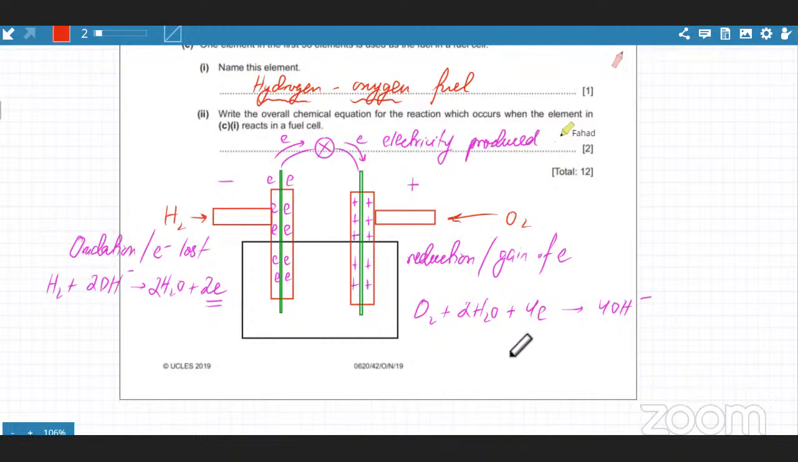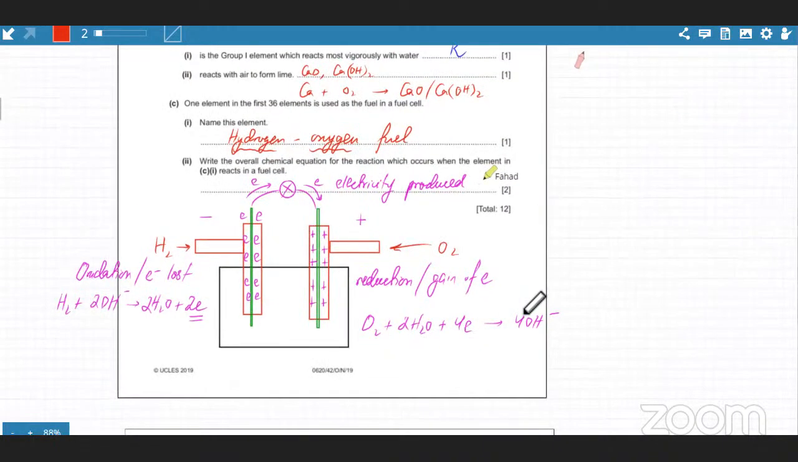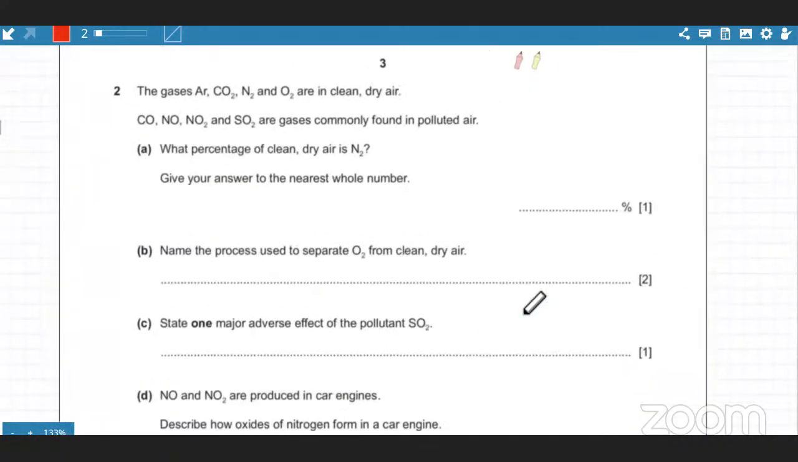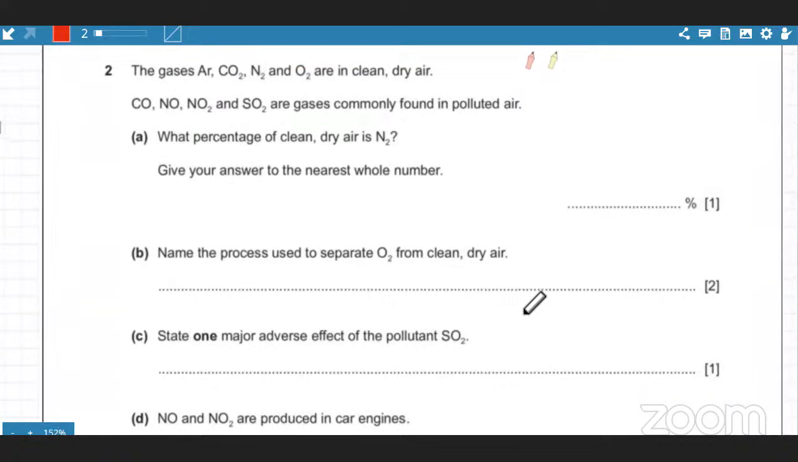So you had to write any one of the reactions. You could have talked about hydrogen and written this reaction, or you could have talked about oxygen and written this reaction. So this is your hydrogen oxygen fuel cell. I've given a brief description of what that is. Let's move to the next part of the question.